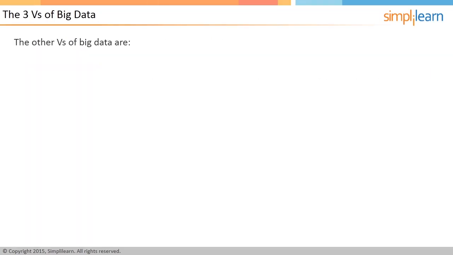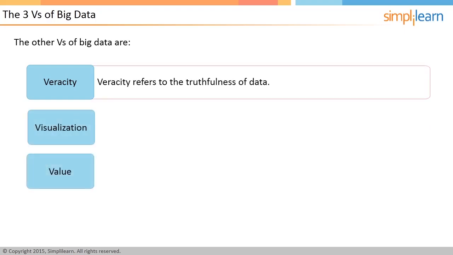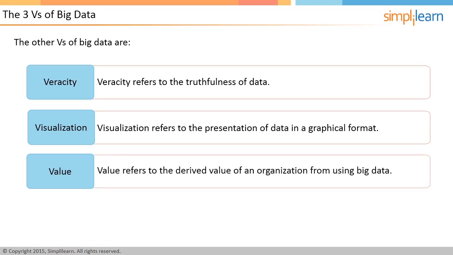In addition, there are other V's of big data. However, they're not as popular. These are veracity, visualization, and value. Veracity refers to the truthfulness of data. Visualization refers to the presentation of data in a graphical format. And value refers to the derived value of an organization from using big data.